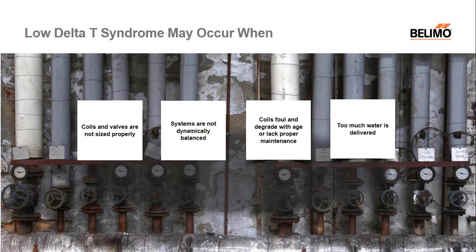Sometimes coils are cleaned, and because there's a layer of dust that builds up over the coil surface, the technician may accidentally bend the fins of the coil, and those fins are designed at a specific geometry to the tubes. If that geometry is changed, that once again has a negative effect on overall heat transfer of the coil, having a negative effect on the performance as well. So essentially what we're talking about is too much water being delivered to the coil. So basically overflow of the coil, creating a low delta T syndrome.